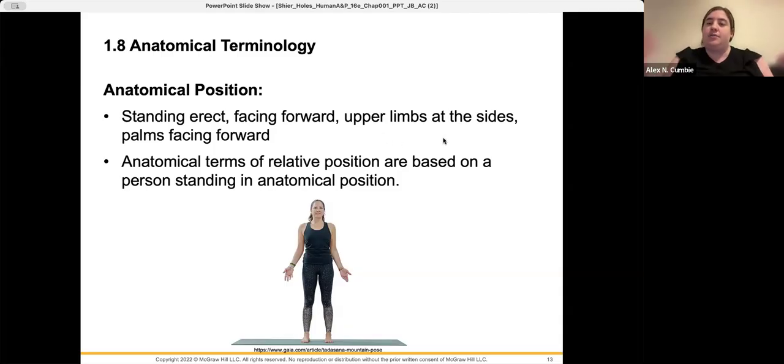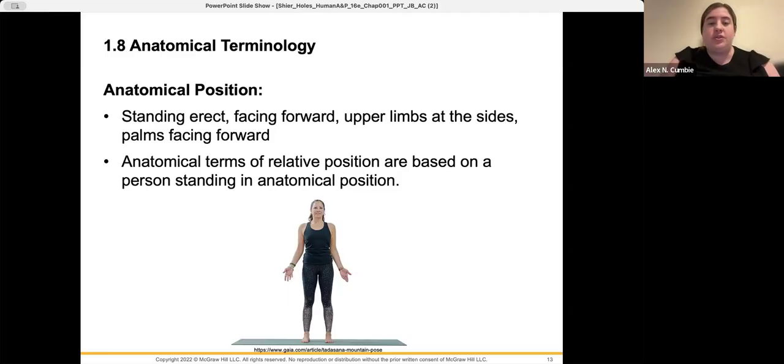Upper limbs are at the side, right? Her palms are facing forward, okay? Feet are firmly planted on the ground. I did use this person. This is a yoga pose called mountain or savasana. And again, it is demonstrating just correct anatomical position.